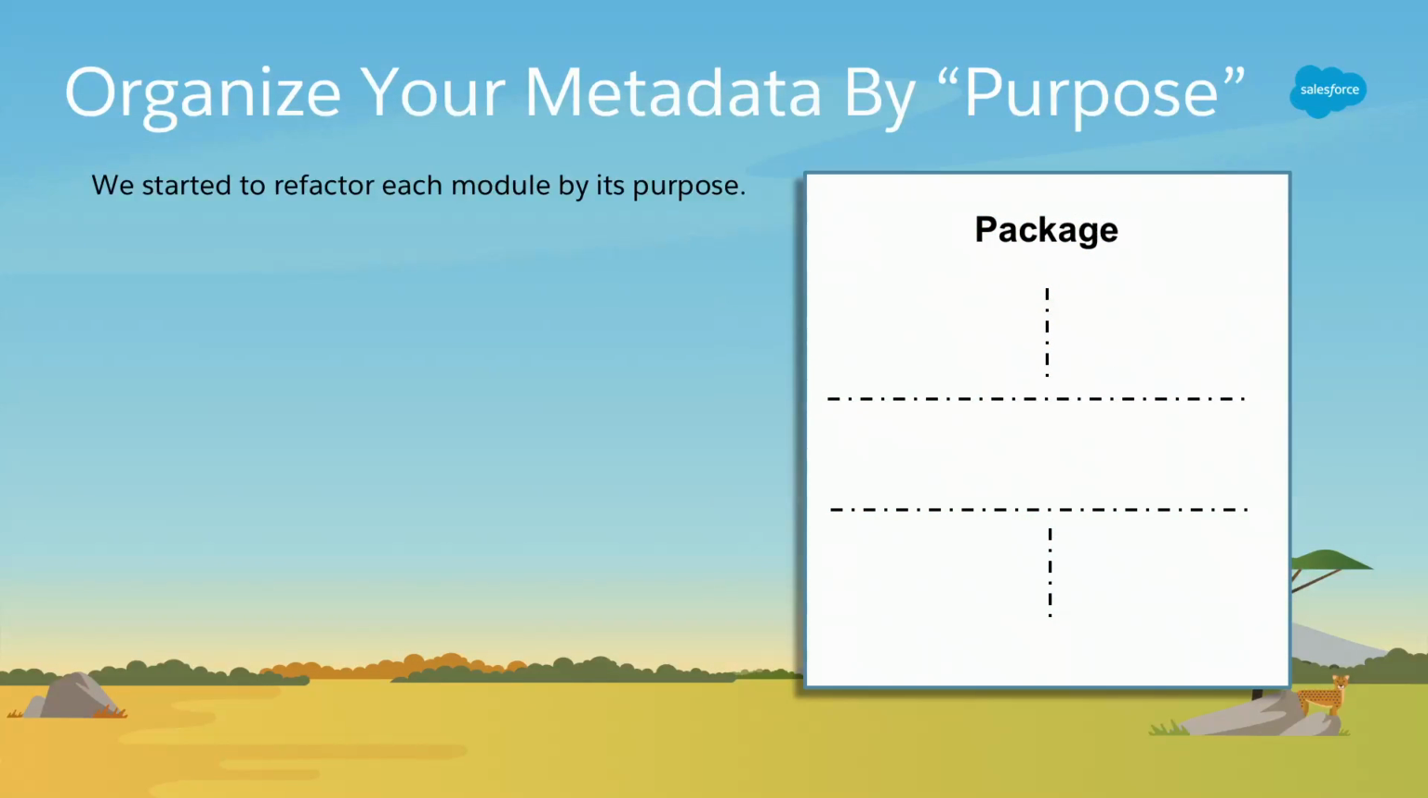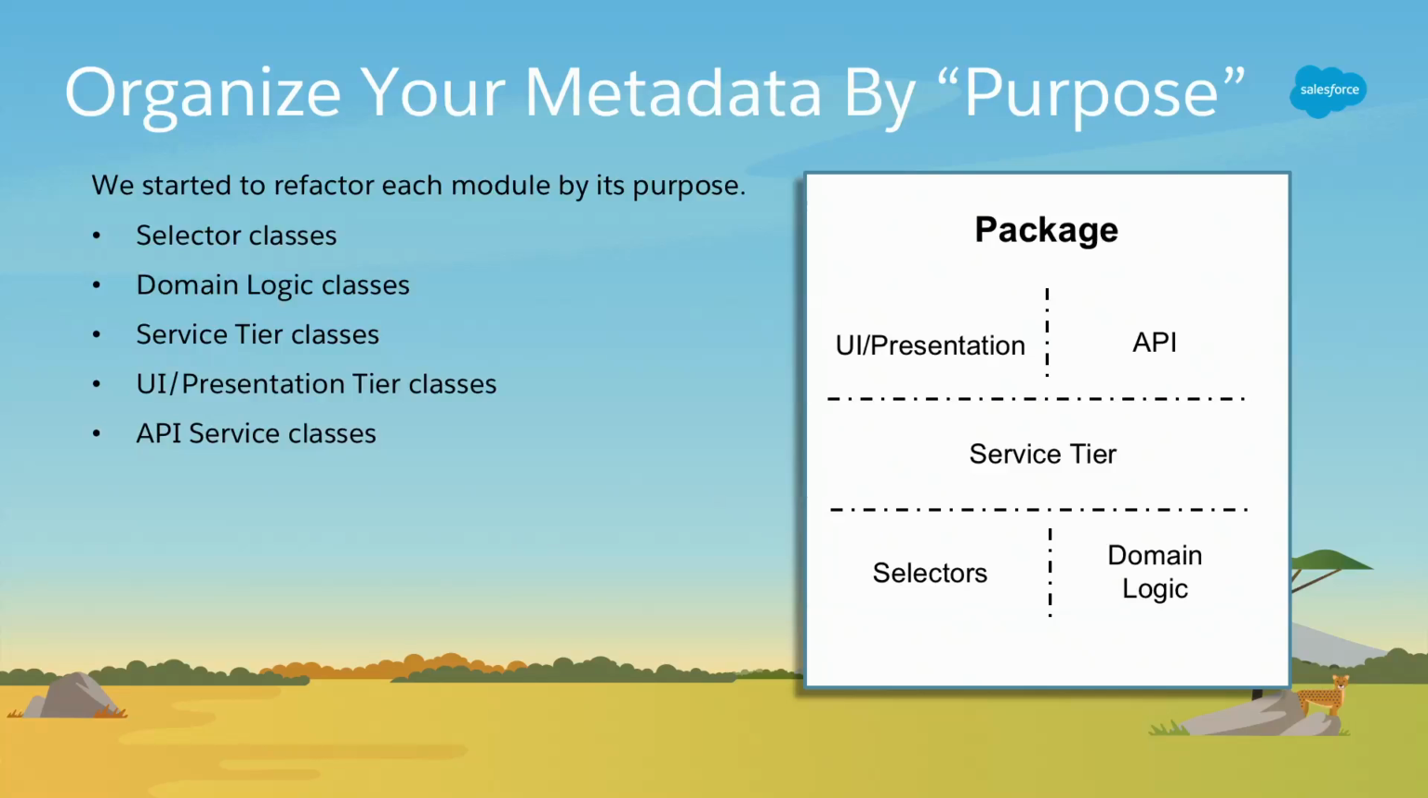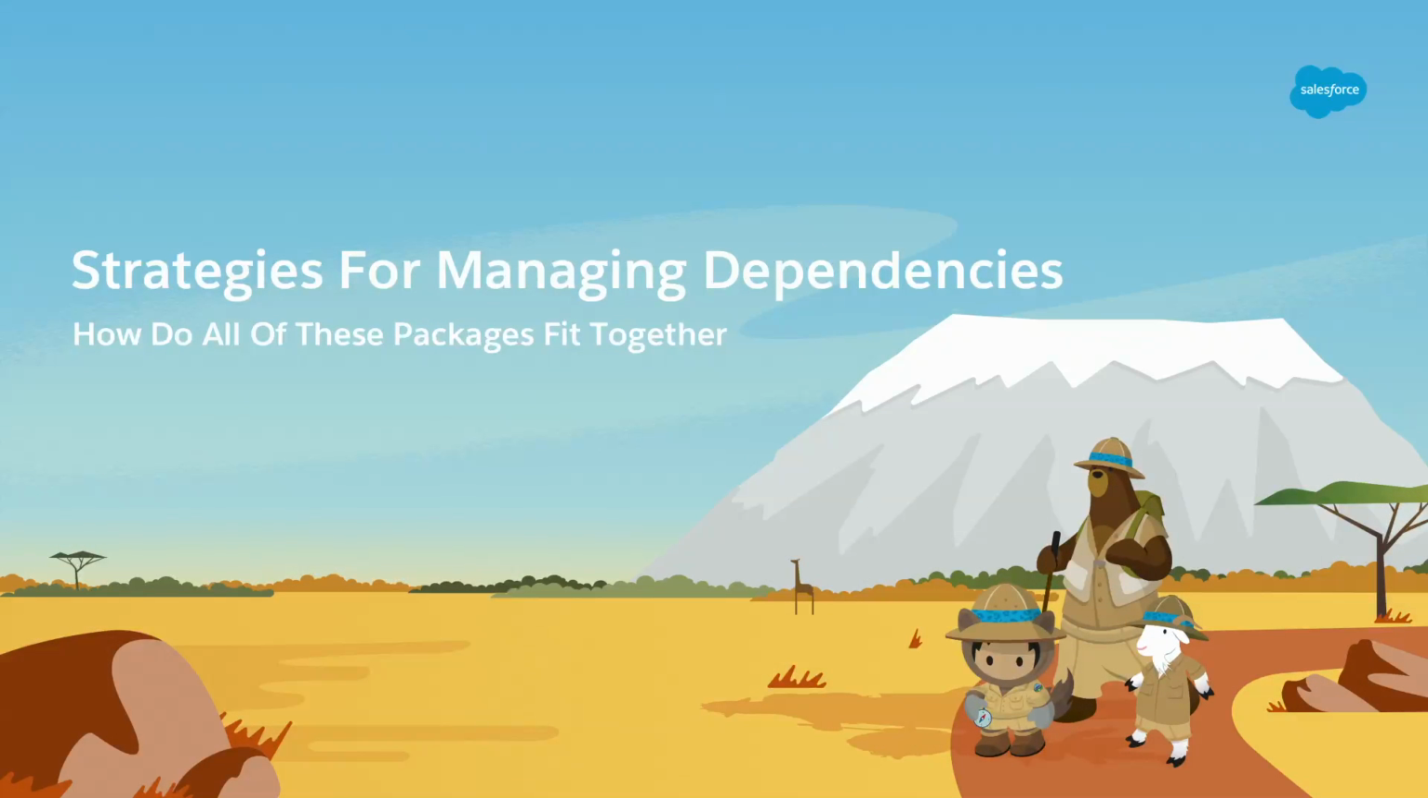And so within each package, we knew we were going to organize all of our code into simple things like selector classes, the class's primary responsibility being making queries against a specific object. Domain logic about a specific object. Service tier logic, the aggregation of stuff. Presentation and API. These were the general principles that we started organizing our code base to match.